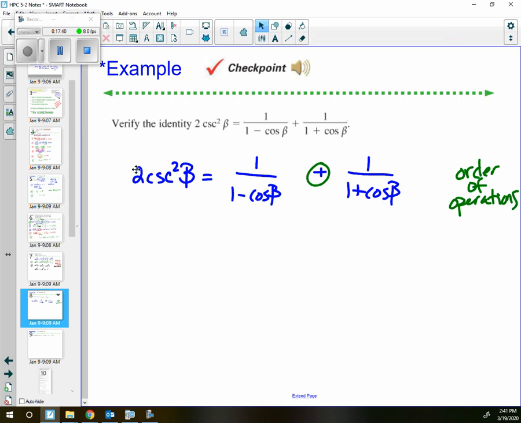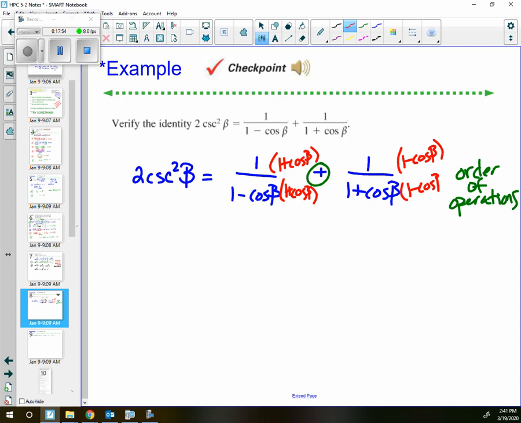So what do we need? Common denominator. So we're going to multiply the first fraction by 1 plus cosine of beta, top and bottom. Remember, when you get a common denominator, you're multiplying the top and the bottom. Then 1 minus cosine of beta, top and bottom for the other side. So our first step here is we're going to get a common denominator. Let's see what that looks like.